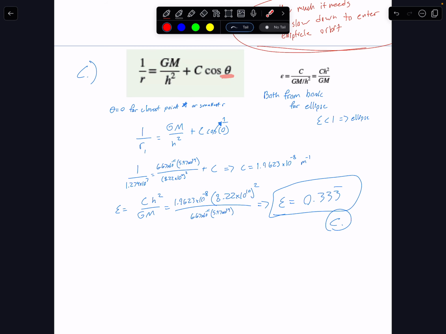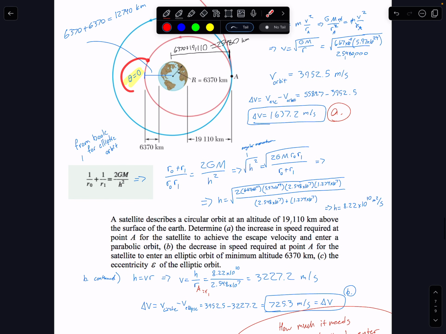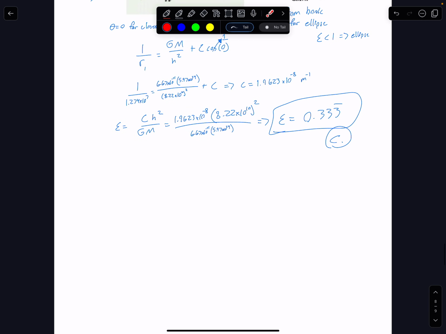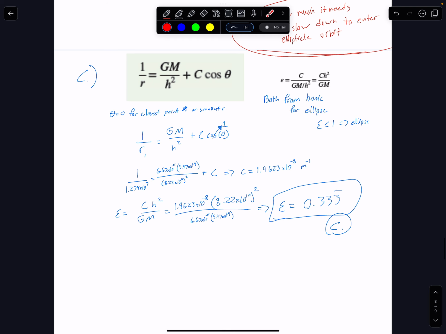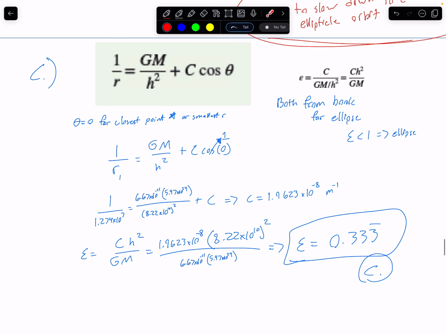Theta does, though. It's important to note that theta equals 0 at the shortest point, and that it equals 180 at the furthest point. So with that being said, we actually need that for the next problem, because we just need to find C at one point, making sure we're using the right values. And once we find C, we can find the eccentricity.